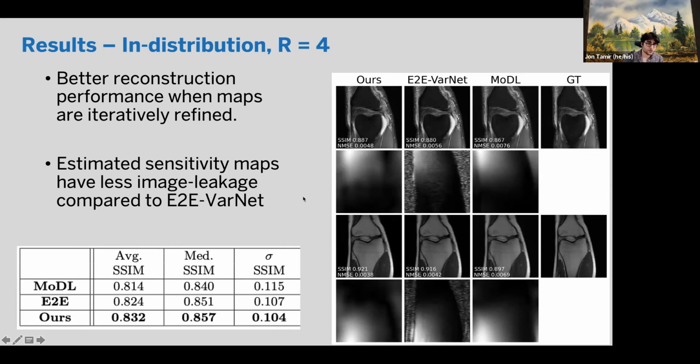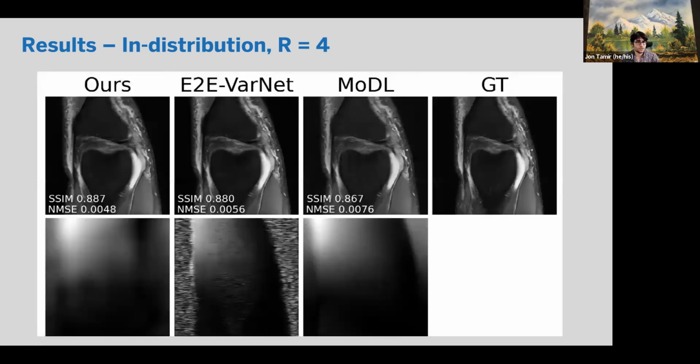Although in this work, we're mostly focused on the robustness question. And so let me zoom into these 2 different examples. So here is the ground truth image. Here's MoDL, which is the unrolled network that takes fixed maps as an input. And these maps were estimated with the ESPIRiT algorithm. End-to-end VarNet, which is the method that has a single shot update of the maps. And then our unrolled JSENSE, which estimates the maps and refines them over time.